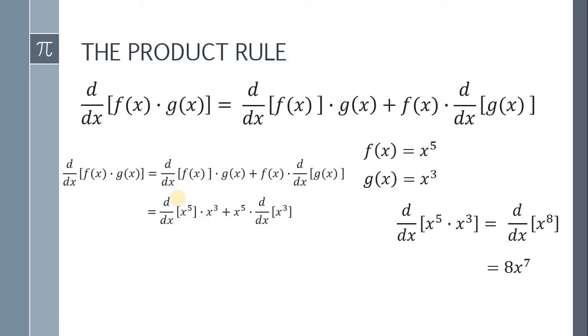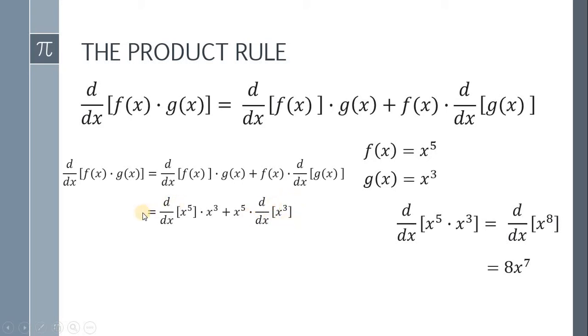Now, tingnan nyo mabuti, nasa loob ng bracket yung function na kailangan kunin yung derivative. So, ano ibig sabihin? Yung wala sa loob ng bracket, hindi natin siya gagalawin. Okay? So, kukunin lang natin derivative ng x raised to 5 times x cubed, yung x cubed hindi natin gagalawin, plus x raised to 5, hindi natin gagalawin to, pero kailangan natin kunin yung derivative nung x cubed.